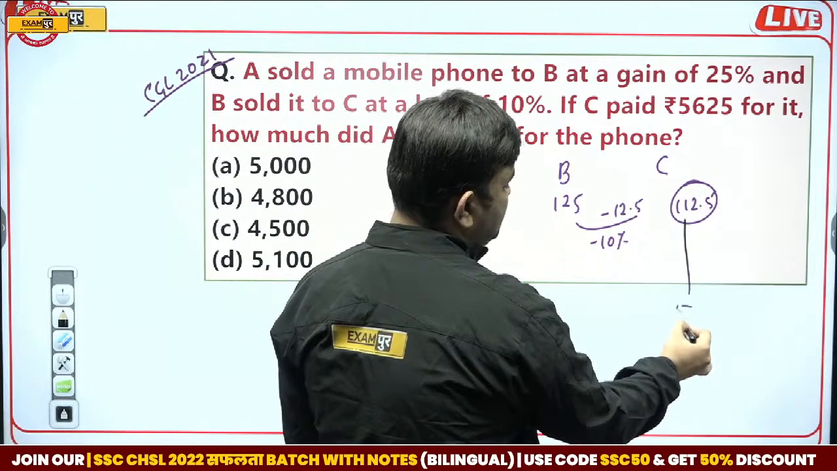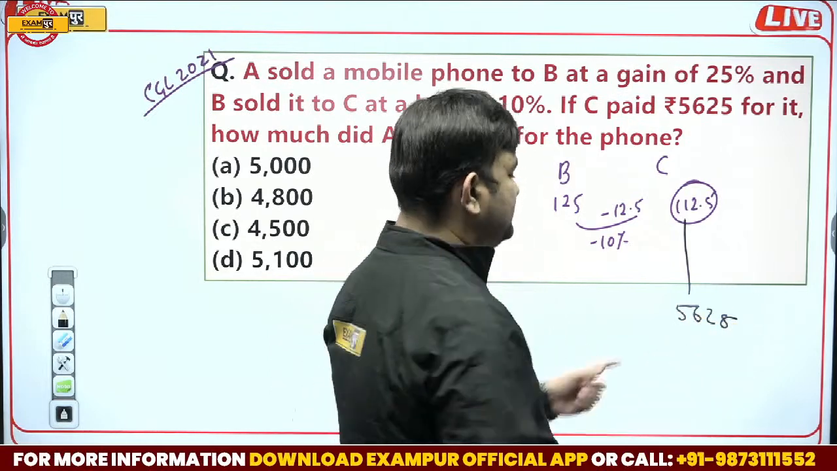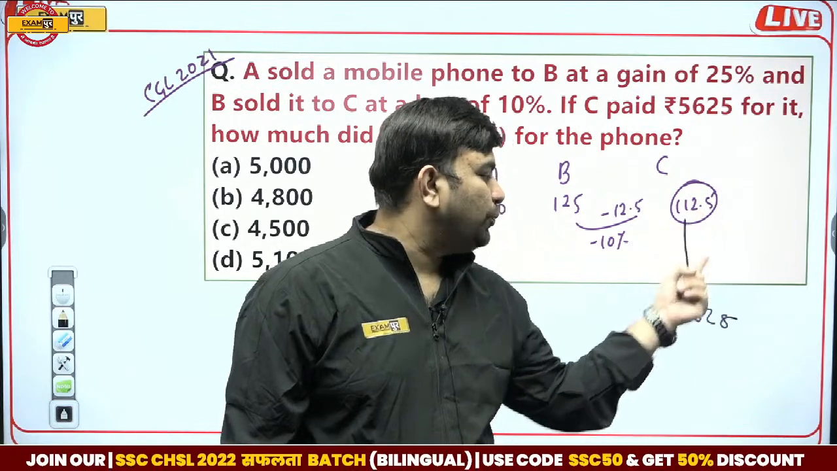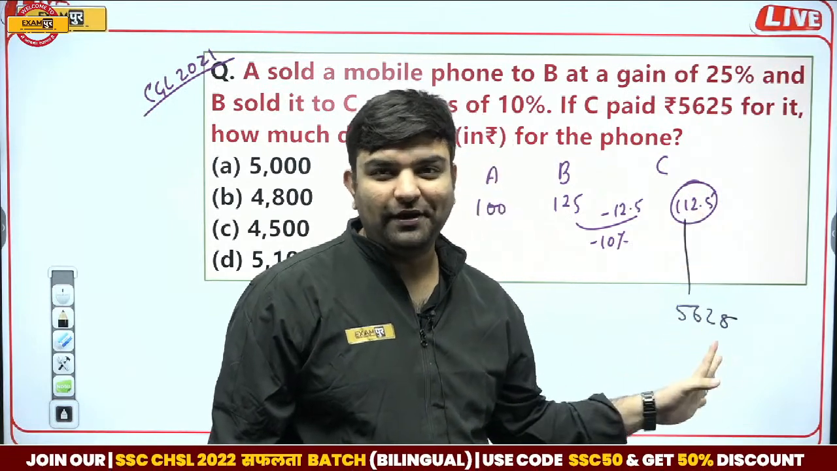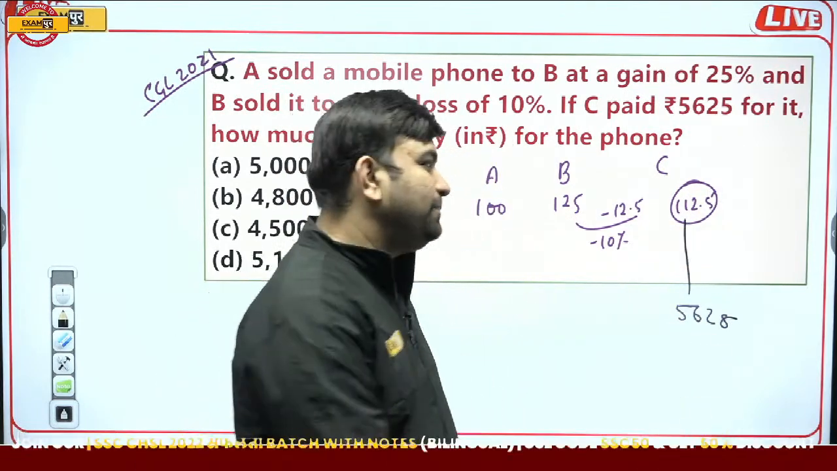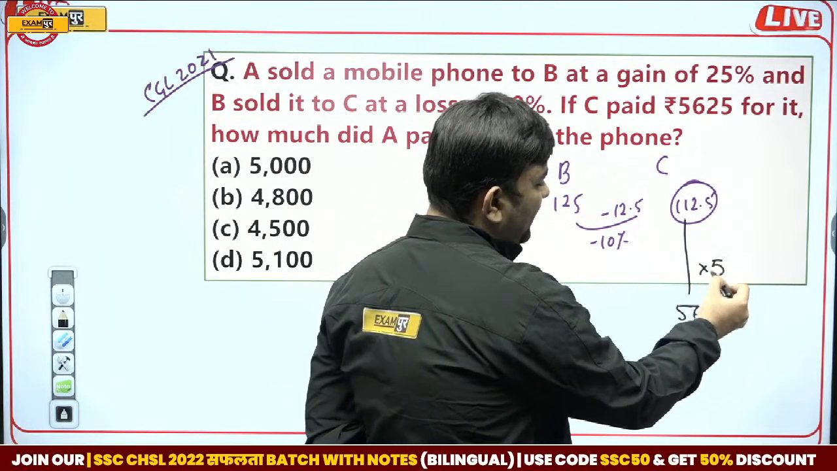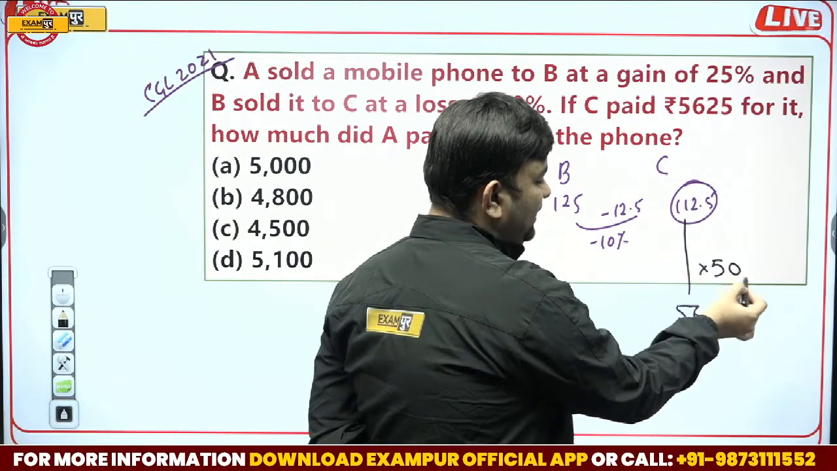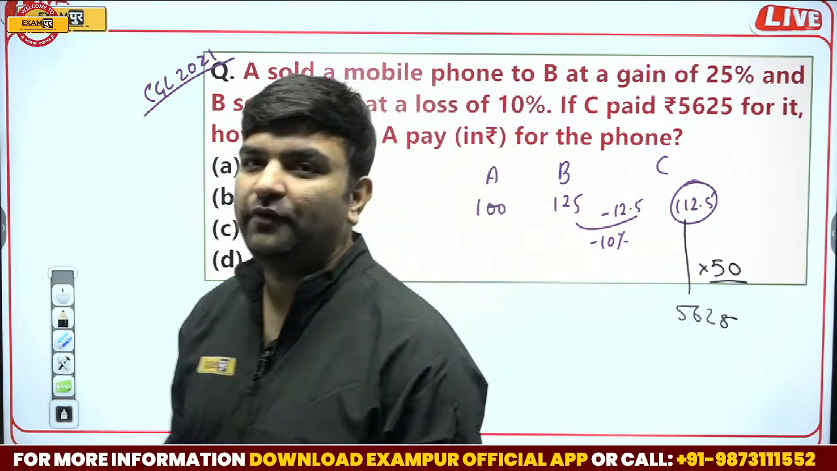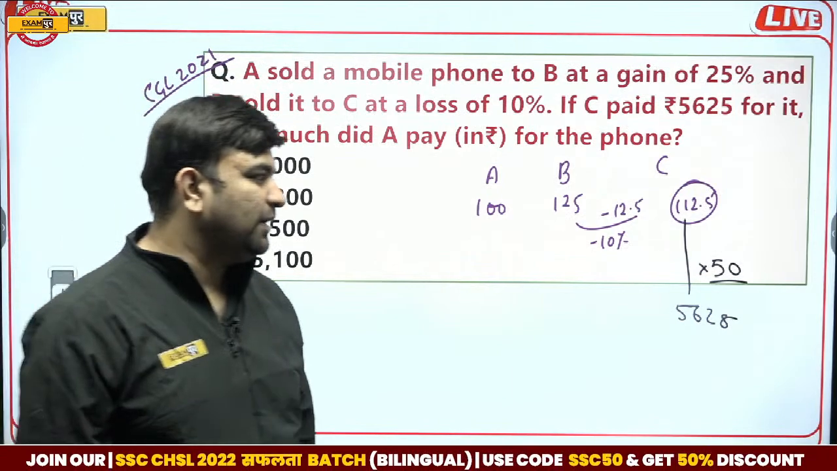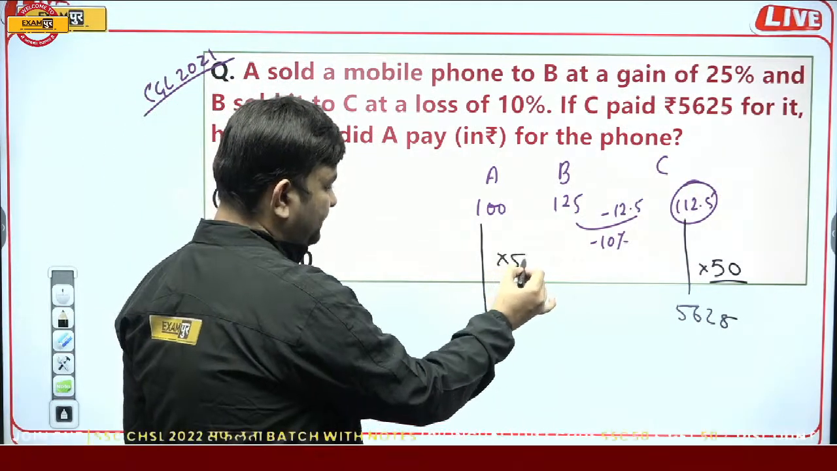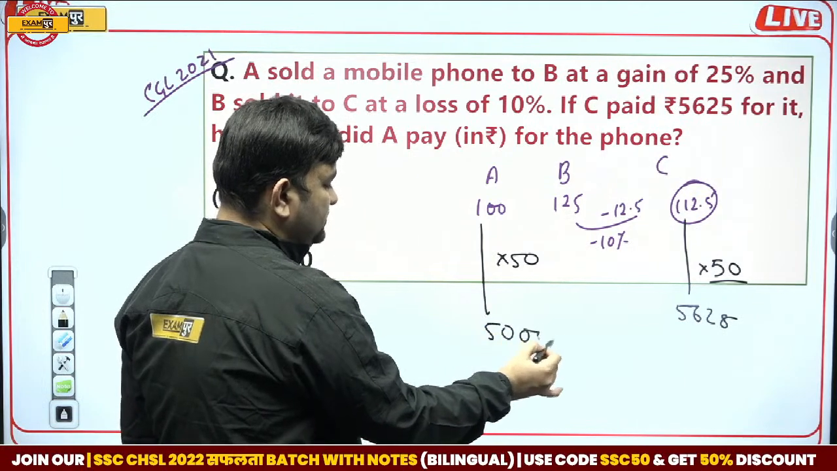112.5 is given as 562.5. Guys, 112 into 5 is 560, so into 0.5, 562.5 definitely, 100%. So just multiply by 5. If you multiply by 5, it will become 562.5. So multiply by 50, it will become 5625. So CP for A is 5,000.